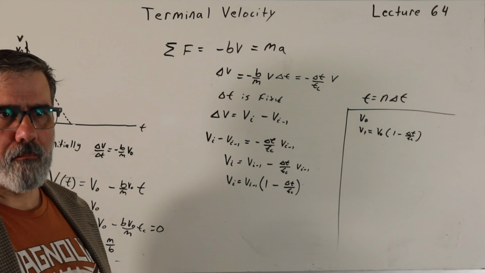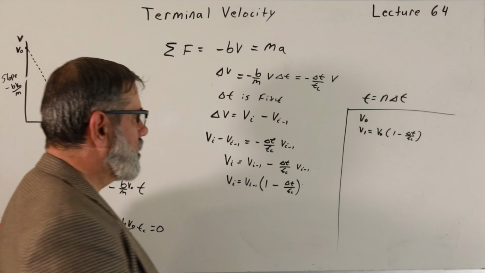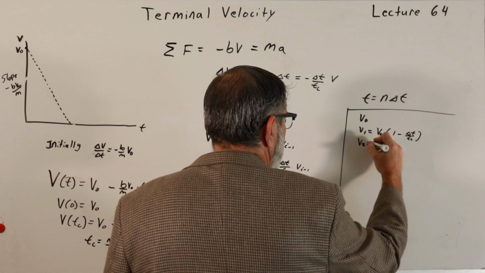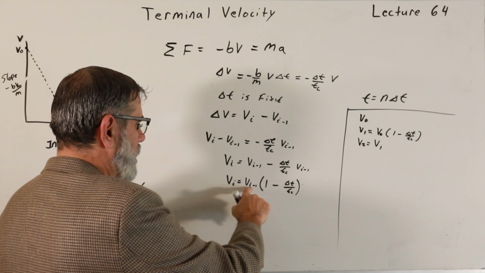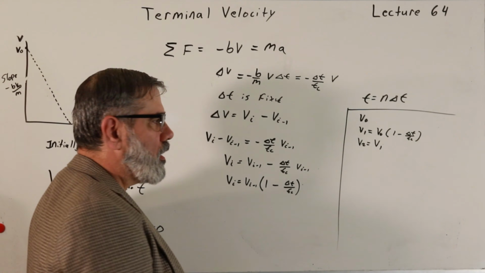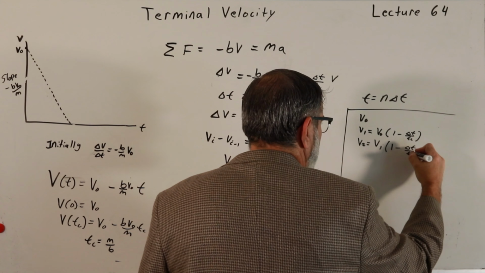What's the velocity after time step 2? Well, V sub 2 is equal to V sub 1, because if i is equal to 2, then i minus 1 is equal to 2 minus 1, or 1, times 1 minus delta t over t sub c.